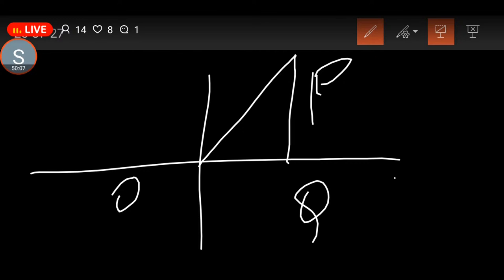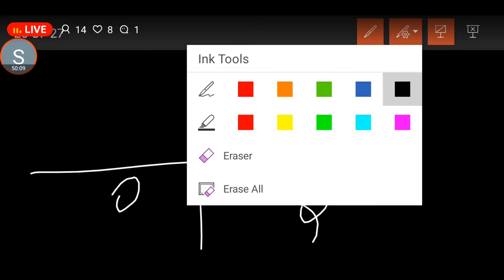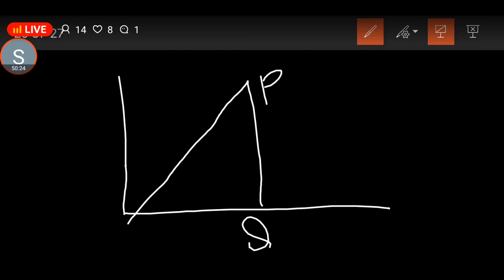Let's take P, Q and O. I'll draw this y-axis, this x-axis. The triangle will be like this. This is P, this is Q, this is O. Now this is 90 degrees, and we get new formulas for sine, cos, tan, cosecant, secant, cot. Let's list them one by one.